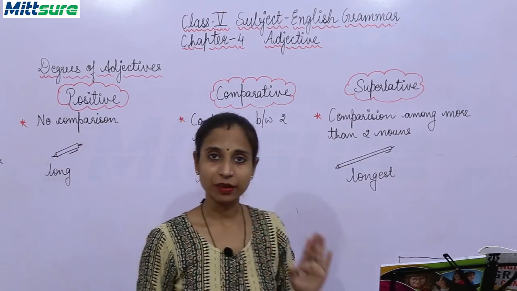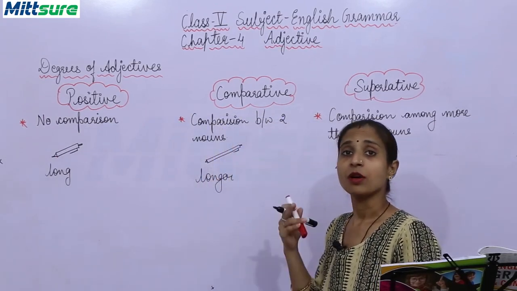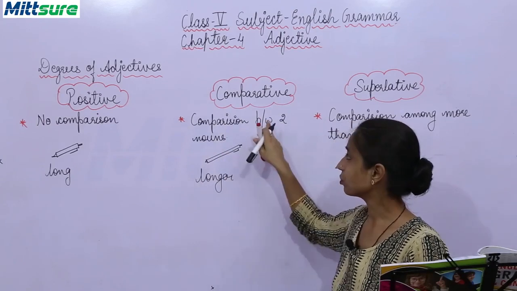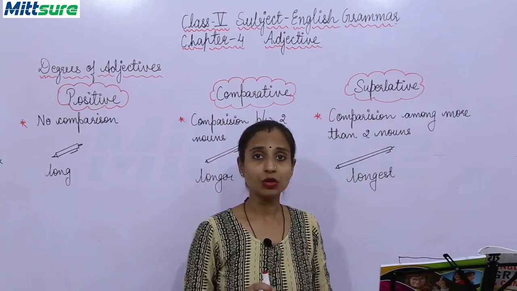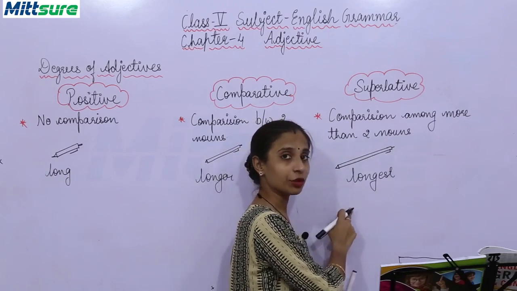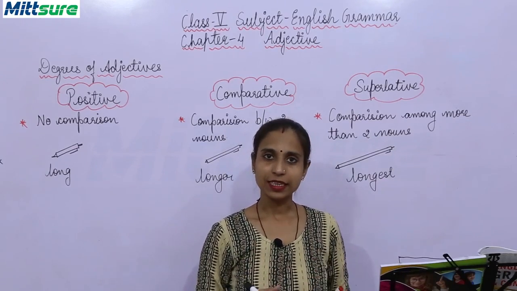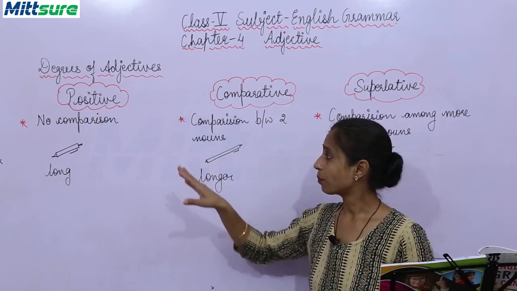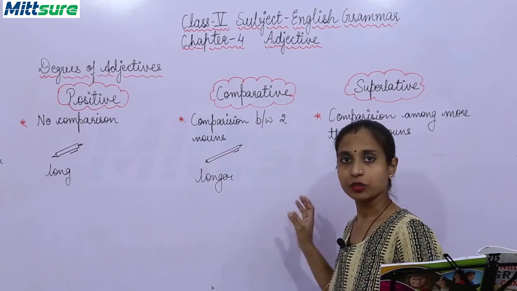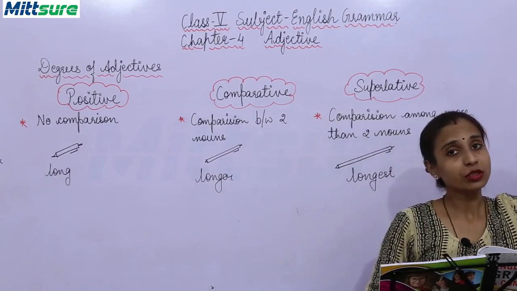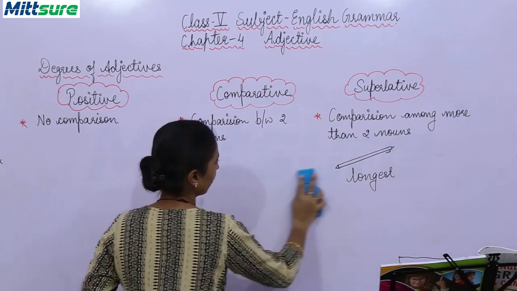When we don't have any comparison, we use positive degree. When we have comparison between two things, two nouns, then we use comparative degree. And when there is comparison among more than two nouns, then we use superlative degree. Now children, we will understand how to change positive degree into comparative and superlative. So let's start with the rules of degrees of adjectives.